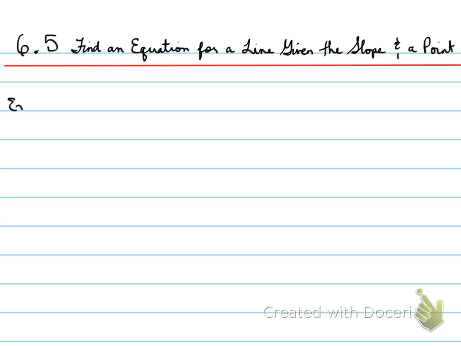All right, 6.5. Find an equation for a line given the slope and a point. So what we need to do here is find equations of a line. In order to find equations of a line, we need to have two things. In this section, we're going to be talking about finding an equation of a line given a slope and a point. So those are the two items we're given.